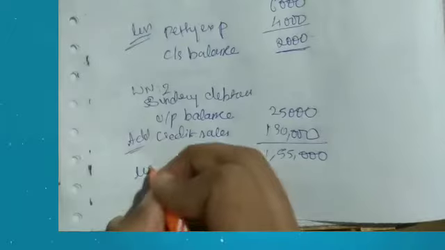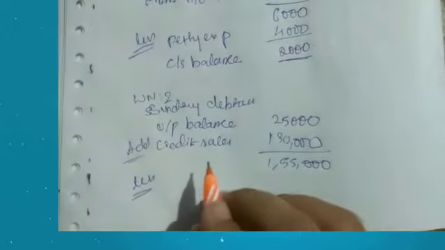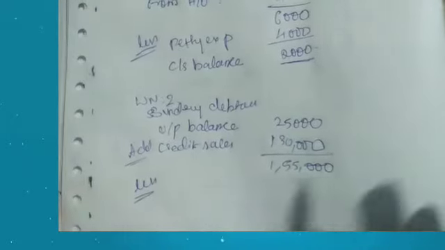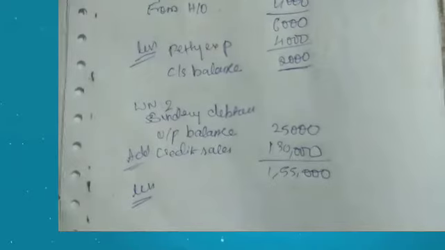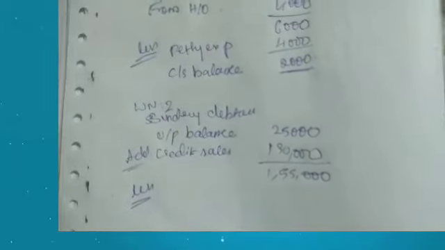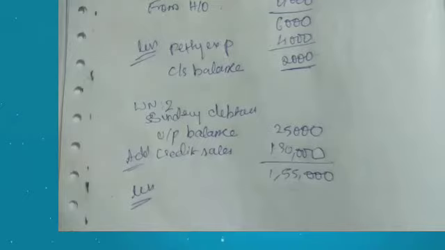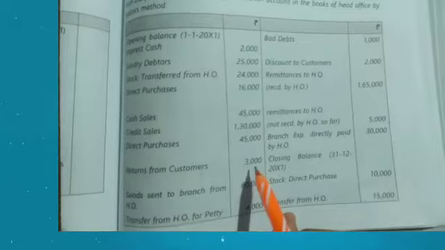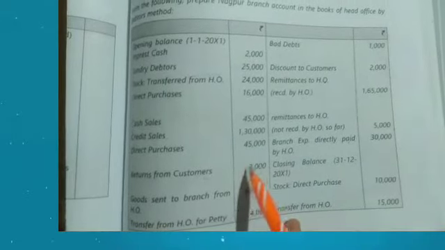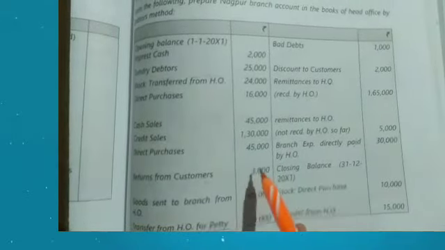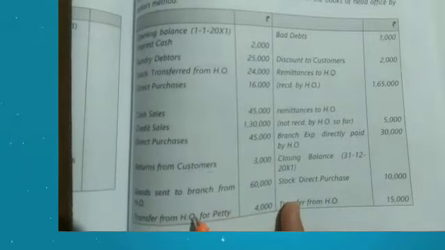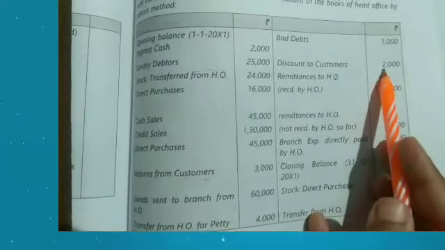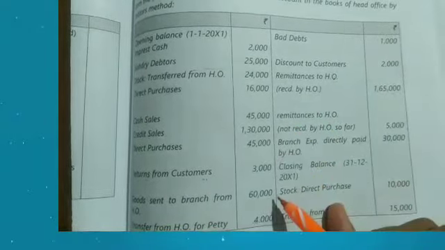Then less. Actually, the debtors amount was this much. You need to give it to the head office, but there are some adjustments which you need to remove from this. We'll see what those are. Here you can see you have got returns from the customer. You have already got this 3,000, so you need to remove this. Then discount to customers. You have given discount, so less the debtors.